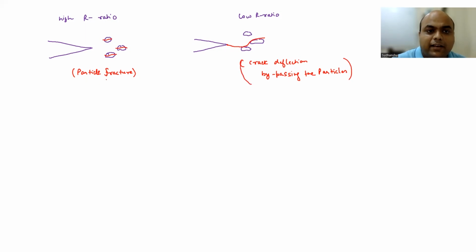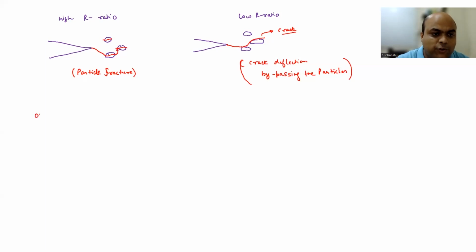Okay. At high R ratio, after the particles have fractured, this crack is actually going through these fractured particles. Okay. And since volume percentage is sufficient, you are going to observe more or less flat. Okay. So this red line here is the crack. Okay. So this is how your composite is going to behave at high R ratio and low R ratio.